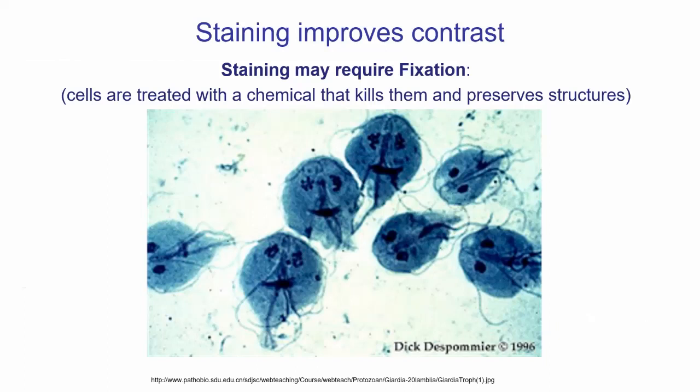So there's another image. This is Giardia. This is a protist that has 2 nuclei and kind of looks like a little bit of an alien. I thought they're kind of cool to look at.